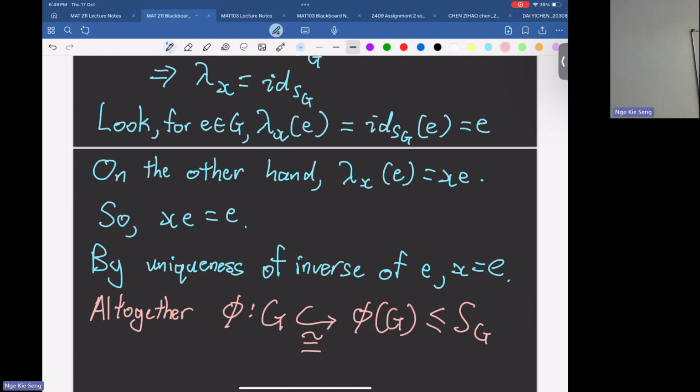Okay, and this is always the case. So if you apply the isomorphism that I told you just now, this means every finite group is isomorphic to some subgroup of S_n. Where do you find this n? You can construct this n from the number of elements in G.